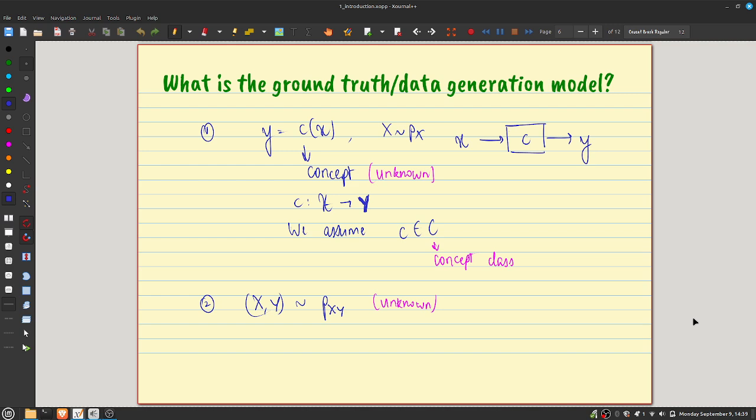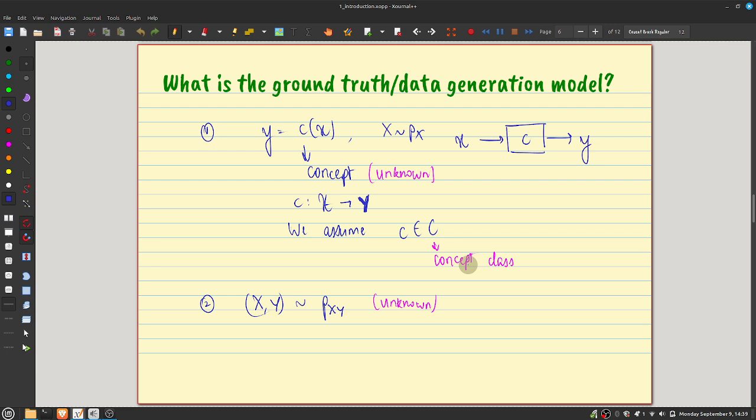And we can make one of two assumptions: either that this black box is actually a function, so the label is a deterministic function of the instance, in which case we call this true function, or the ground truth function, a concept, and the set of all ground truth functions is called a concept class.